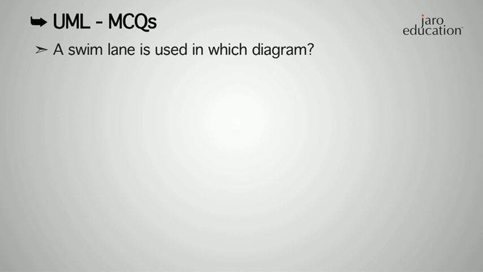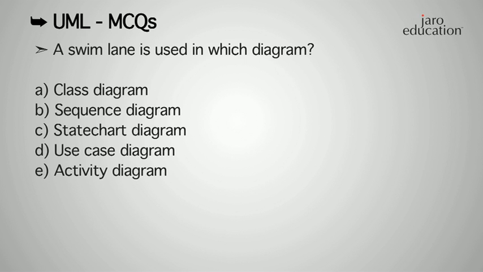A swim lane is used in which diagram? So if it is not used in a state chart diagram, where is it used? In a class diagram, sequence diagram, state chart, use case, or activity? Obviously, it is used in an activity diagram to represent different sections of a system and what each of those systems is doing, so it can keep passing between different swim lanes.